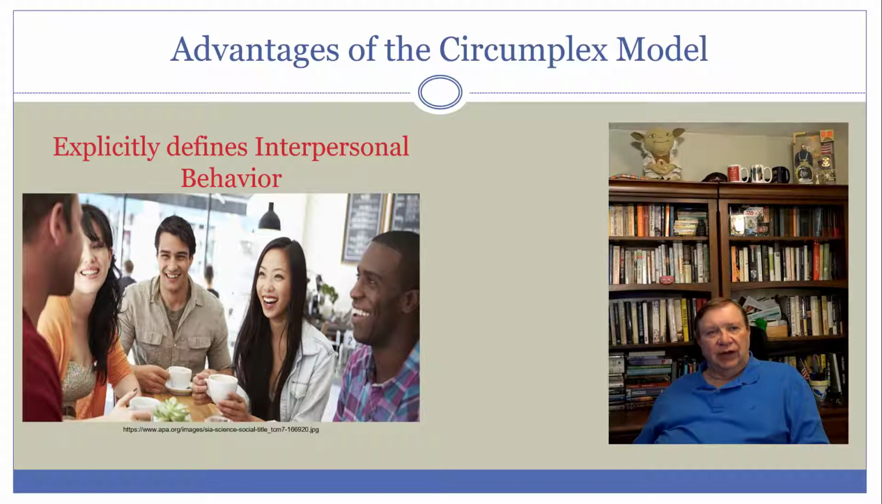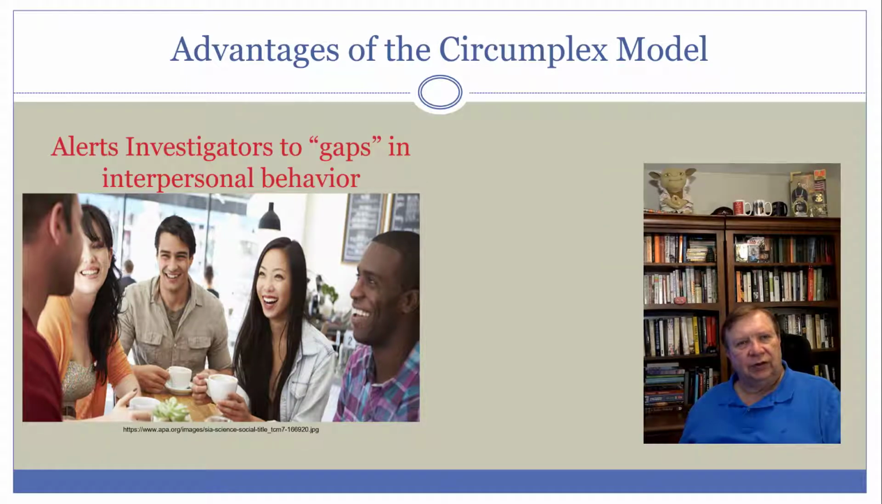Wiggins talks about the advantages of using a circumplex model. One, and the textbook reinforces this, the circumplex model explicitly defines interpersonal behavior. Any exchange of interpersonal behavior is one of status and love. If I like you and I'm powerful, I can do good things for you. If I like you and I'm submissive and wimpy, well, I can't do much for you. Another advantage of the circumplex model is it allows investigators to examine potential gaps in our knowledge of interpersonal behavior.